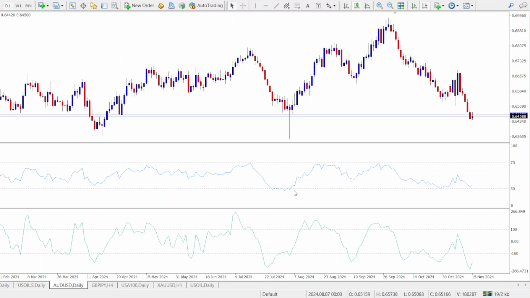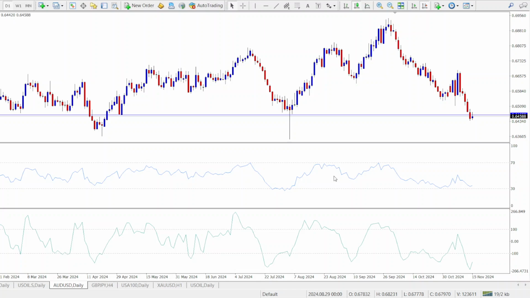So you're going to have a confluence. While the RSI is shifting upward from oversold territory above the 30 level, the CCI on the other hand is shifting upward above the minus 100. So that is a confluence, and that would have been a great time to enter a buy trade.